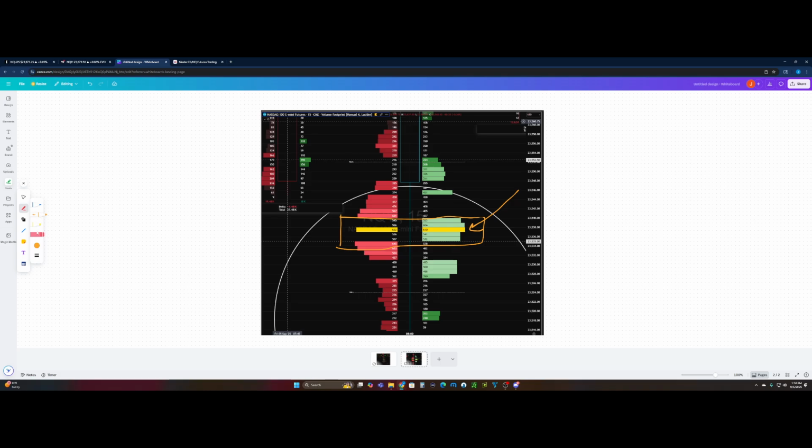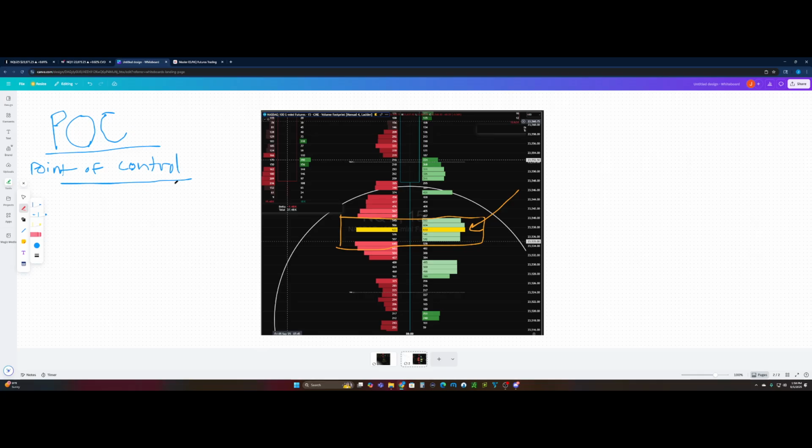Now this level is the POC, right? And I'm going to change the color here. Let's go purple. I like blue. It's POC. This stands for the point of control. Point of control.